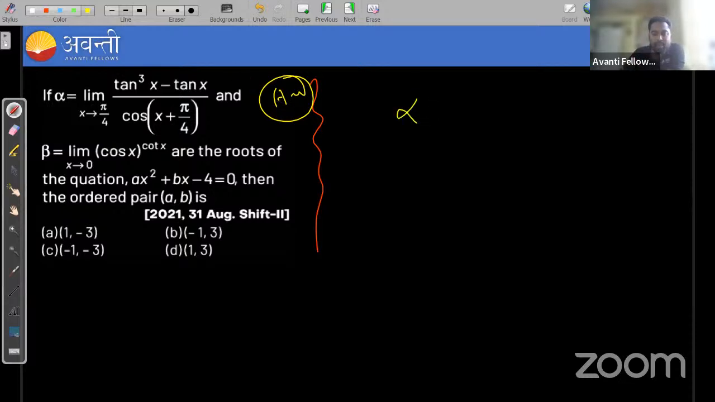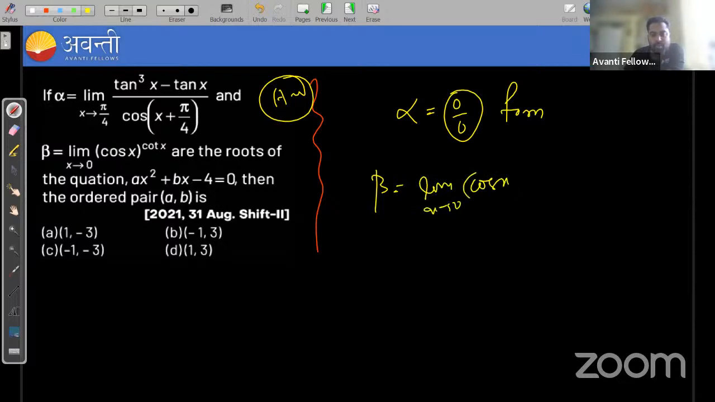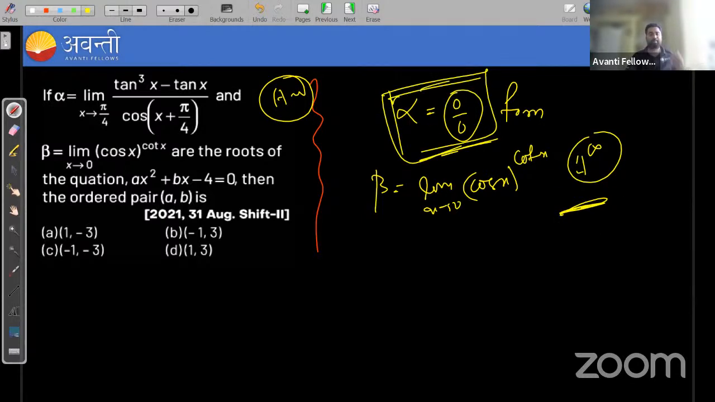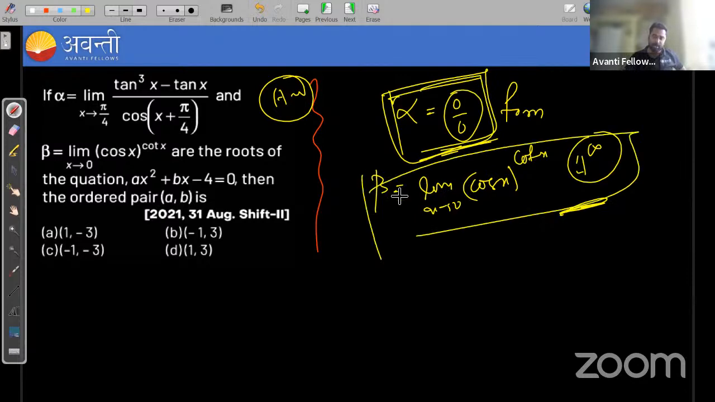So alpha is in 0 by 0 form, and beta is the limit extending to 0 of cos of x to the power cot of x. Oh, this is 1 to the power infinity form. So first is 0 by 0 form, second is 1 to the power infinity form. So first find the value of alpha, then find the value of beta. By using the formula, the second one can be solved by e to the power of f of x, cos x minus 1 into cot x, limit extending to 0.